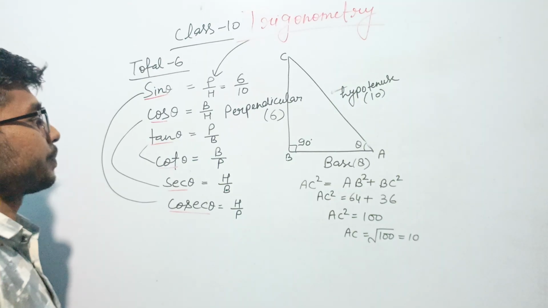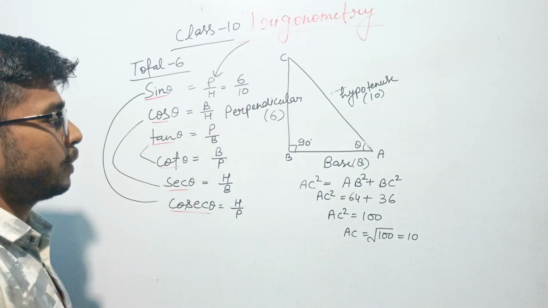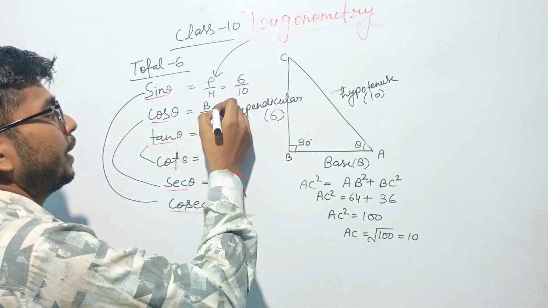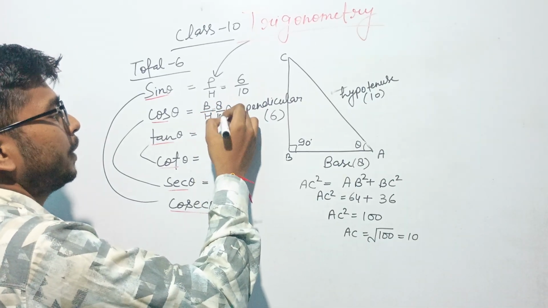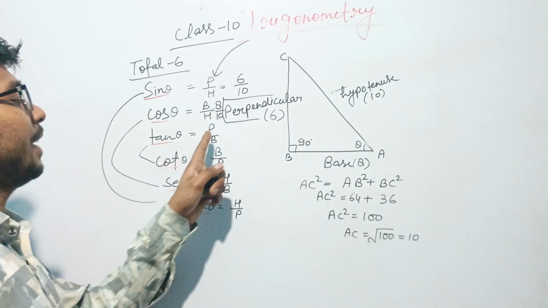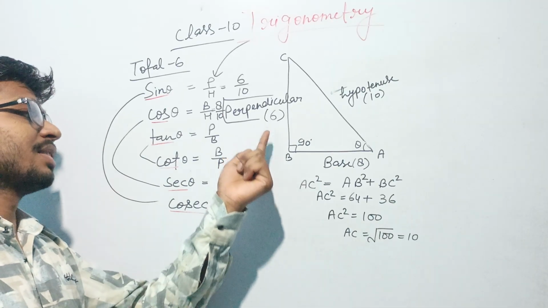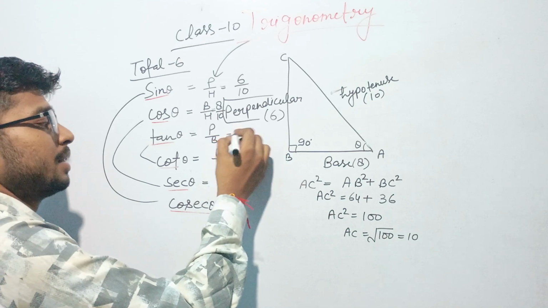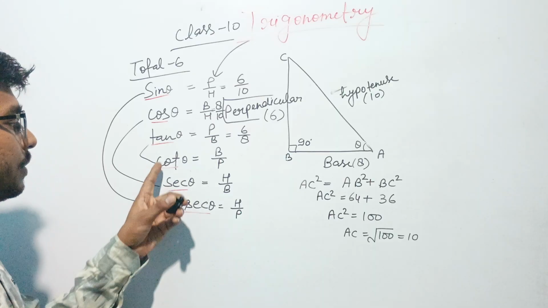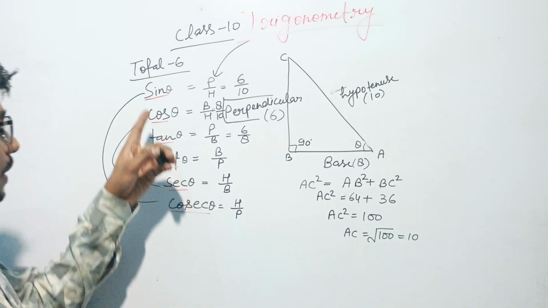Now cos theta is equal to B by H, so base upon hypotenuse. Base is 8 and hypotenuse is 10, so 8 upon 10 will be the answer. Now tan theta is perpendicular upon base. Perpendicular is 6 and base is 8, so it will be 6 upon 8. And I told you the other three trigonometric functions are just reciprocals of these three.